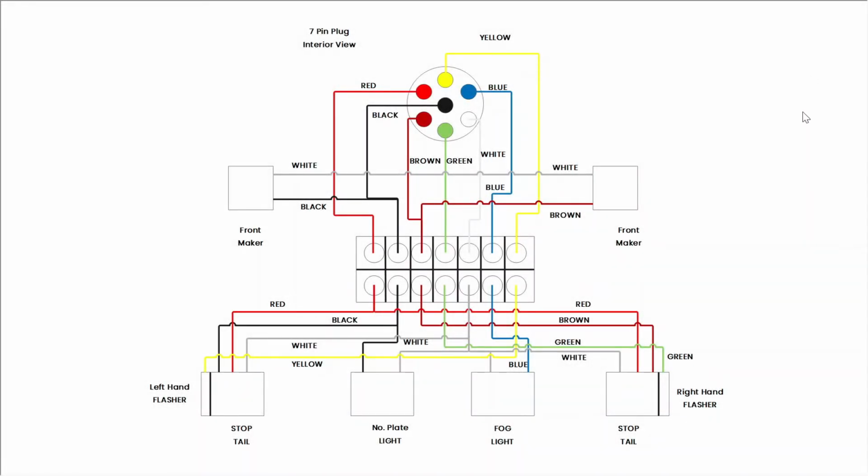Let's learn how this circuit works. Here, the yellow pin is connected to the left-hand flasher. Blue pin is connected to the fog light. White pin is connected to the number plate light, fog light, and both stop tail. Green pin is connected to the right-hand flasher. Brown pin is connected to the stop tail. Red pin is connected to both stop tail. Black pin is connected to the stop tail and number plate light.